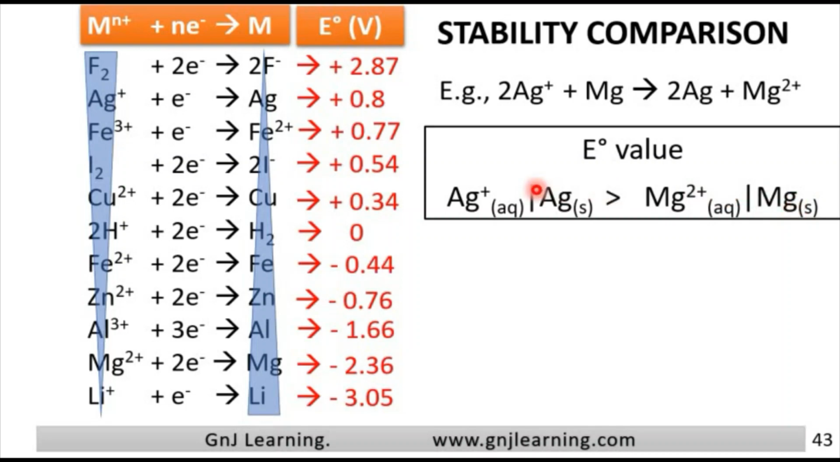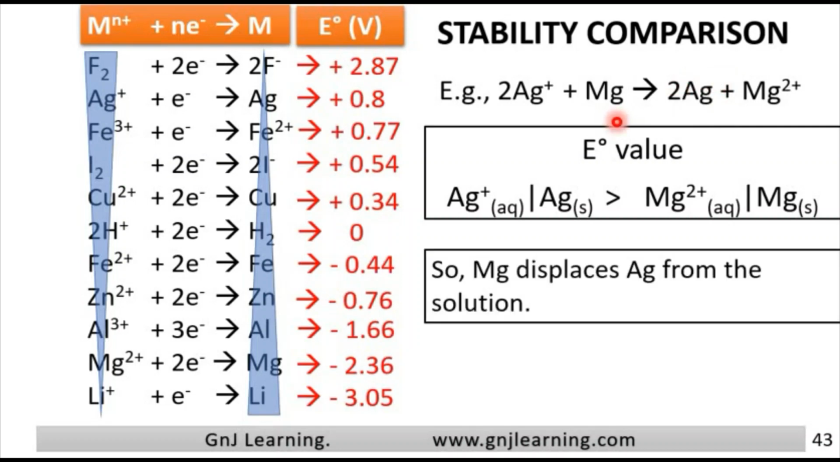So which metal is stable? From this, can you identify the metal which is stable? Yes, Ag is more stable, whereas Mg is reactive. So in the reaction, the solution had Ag plus. Now Mg will go into the solution and silver will come out, because silver is more stable than Mg. I hope it's clear now.